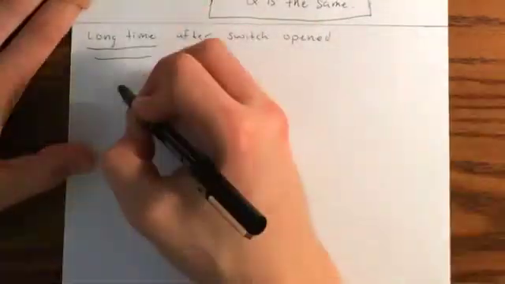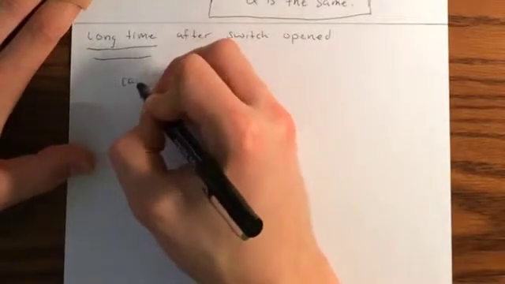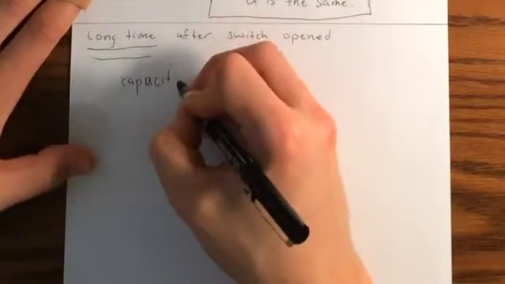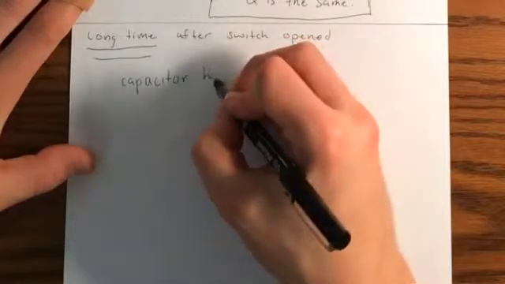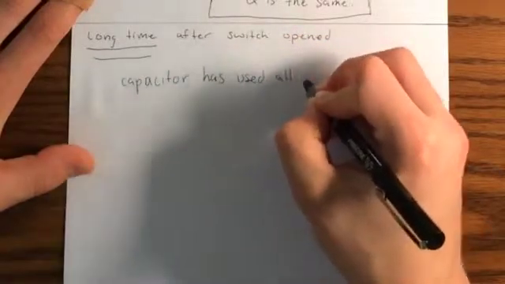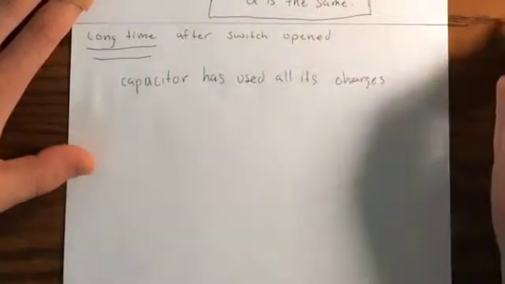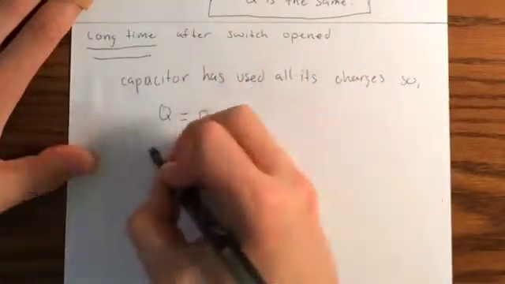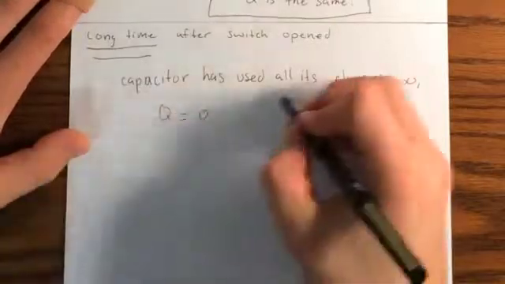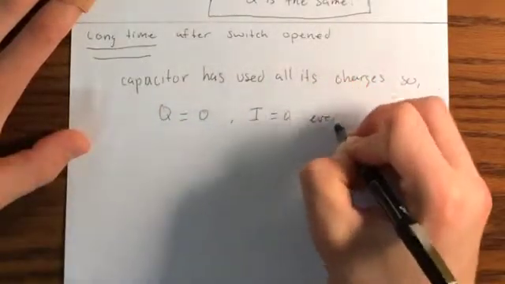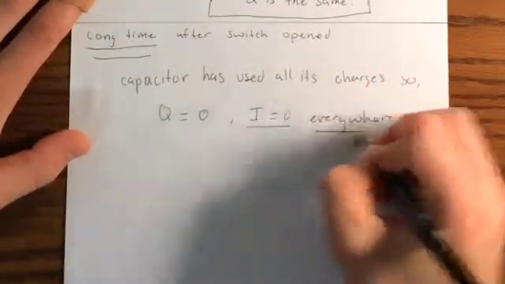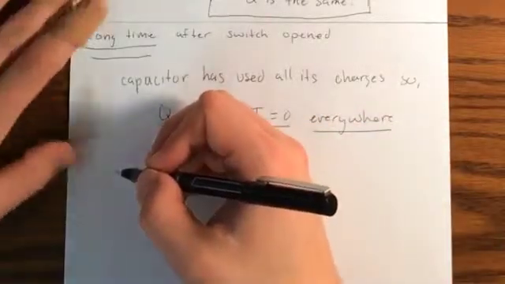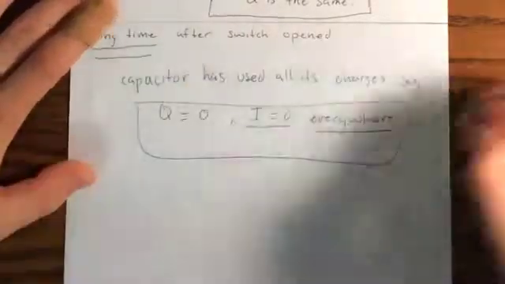For the second one, it wants to know after a long time the switch is open, what will the charge be? So if the switch is open for a long time, we know that the capacitor has plenty of time to use up all of its charge and essentially get discharged throughout the circuit. And that way we know after a long period of time the charge is going to be 0 and the current is going to be 0 everywhere in the circuit. And that's all there is to it because there's no other source.